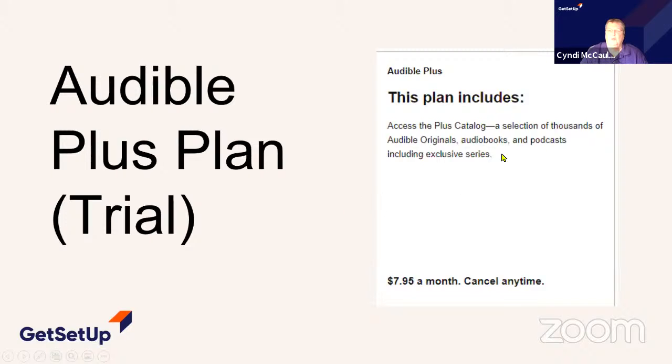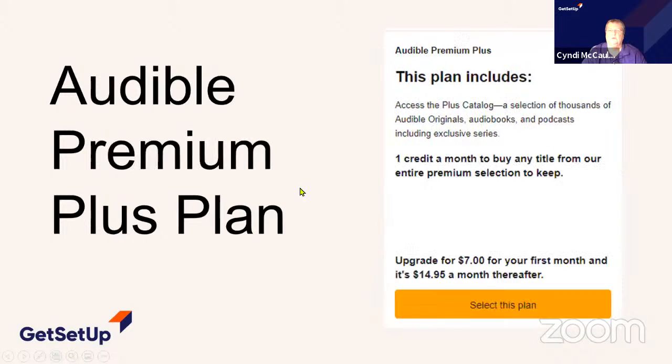So this is your trial plan right here. And this basic plan is $7.95 a month. So that's what you can get for $7.95 a month. And if you sign up for a free plan, you'll get a month of this for free. And we'll take a look at what else is out there for you to see when you're on the trial plan too. So this is something called the Audible Premium plan. And what this includes is it includes everything that's in the Plus catalog.